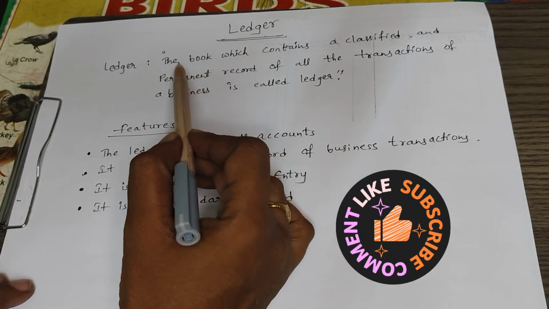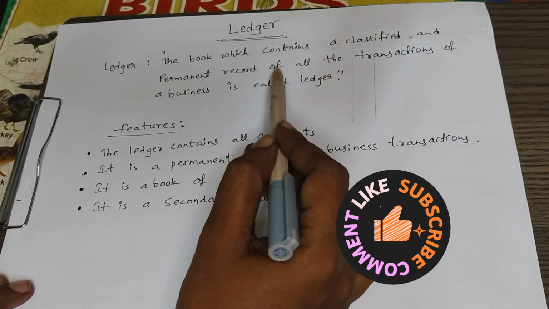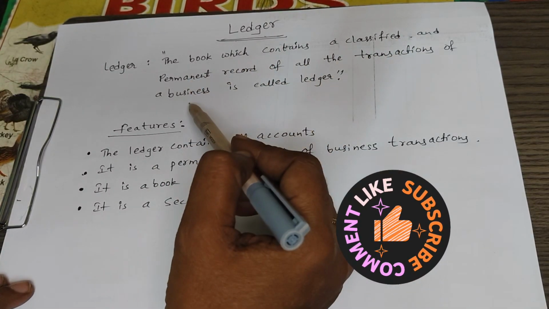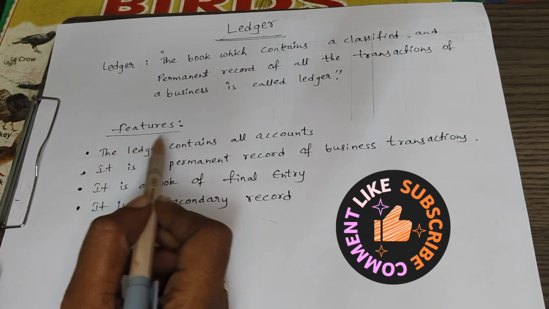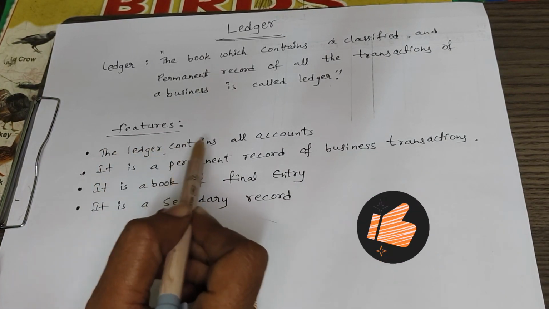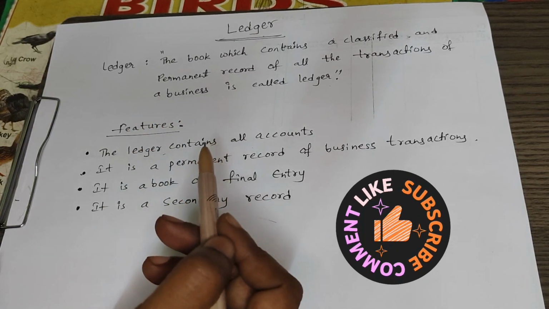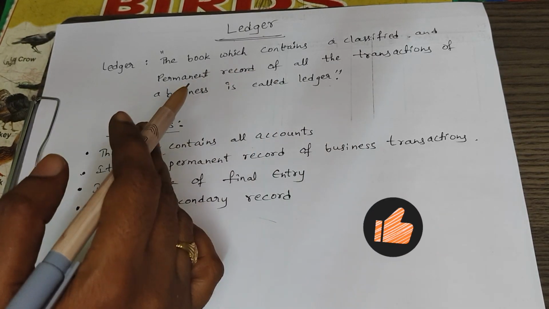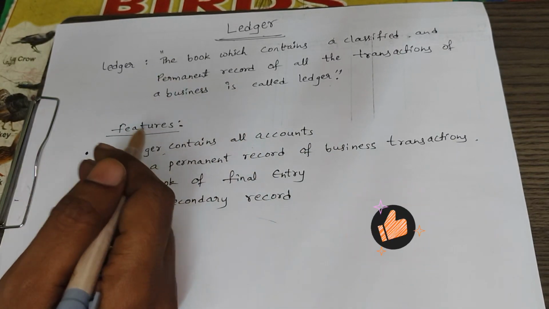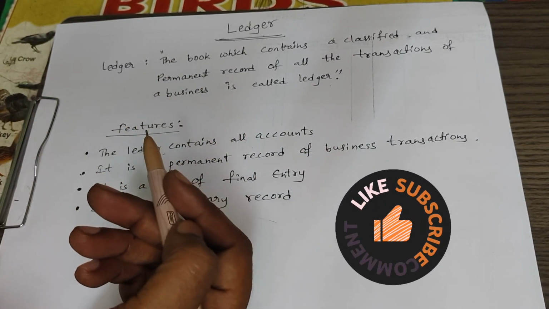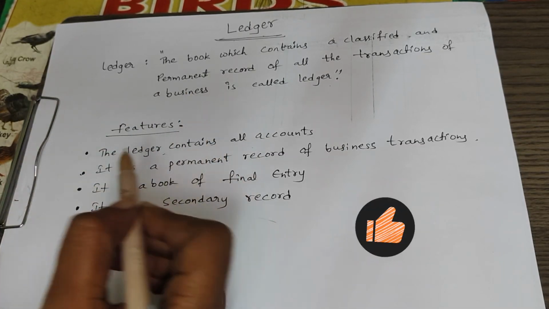Here we have the definition. The book which contains a classified and permanent record of all the transactions of a business is called ledger. Here we have some features. The ledger contains all accounts. All accounts are nothing but personal account, real account, nominal account. So related to persons, related to assets, related to expenses and losses and incomes and gains, we have a number of accounts in a ledger.